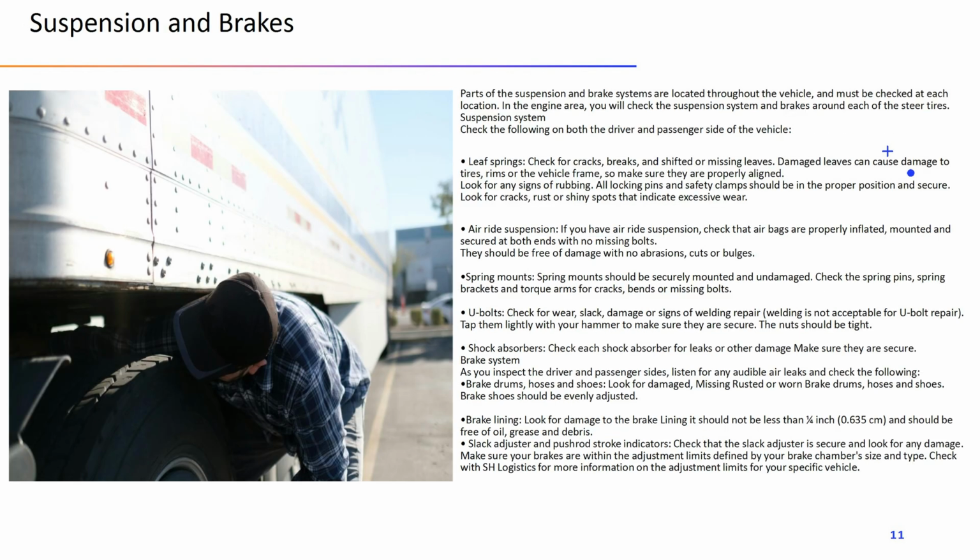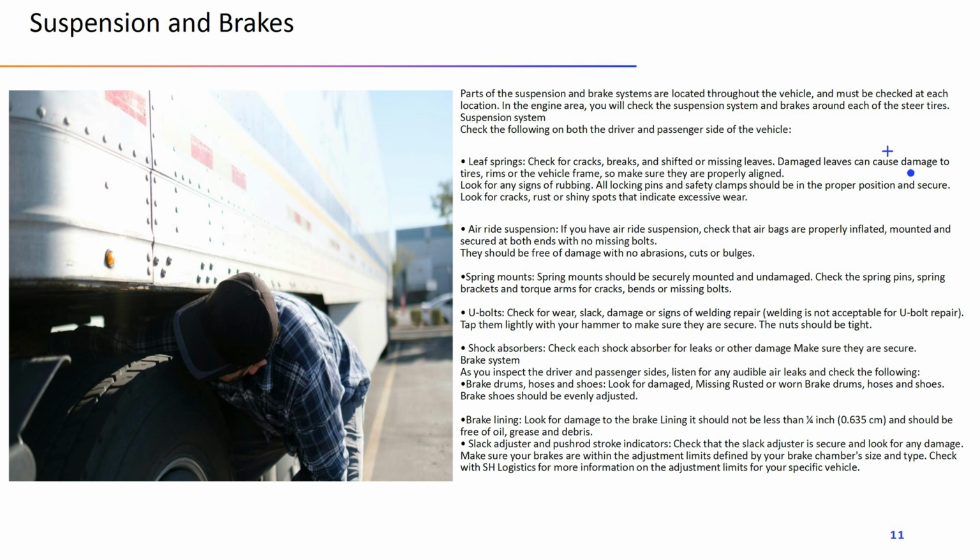Suspension and brakes. Parts of the suspension and brake systems are located throughout the vehicle and must be checked at each location. In the engine area, you will check the suspension system and brakes around each of the steer tires. Suspension system. Check the following on both the driver and passenger side of the vehicle.